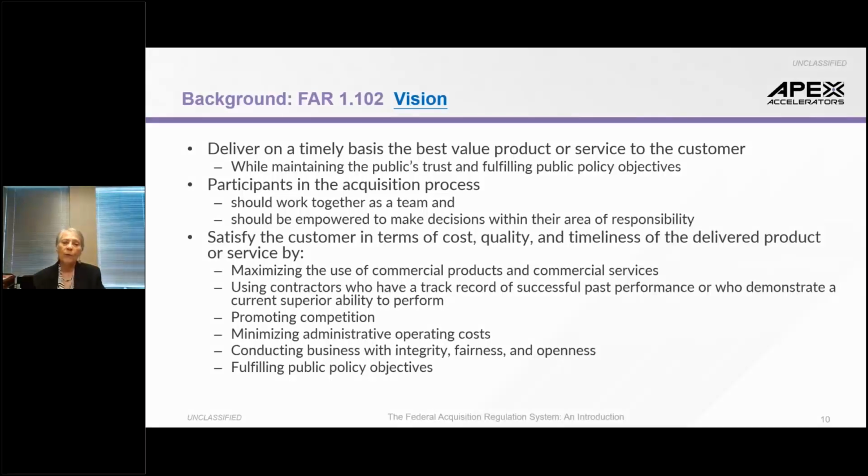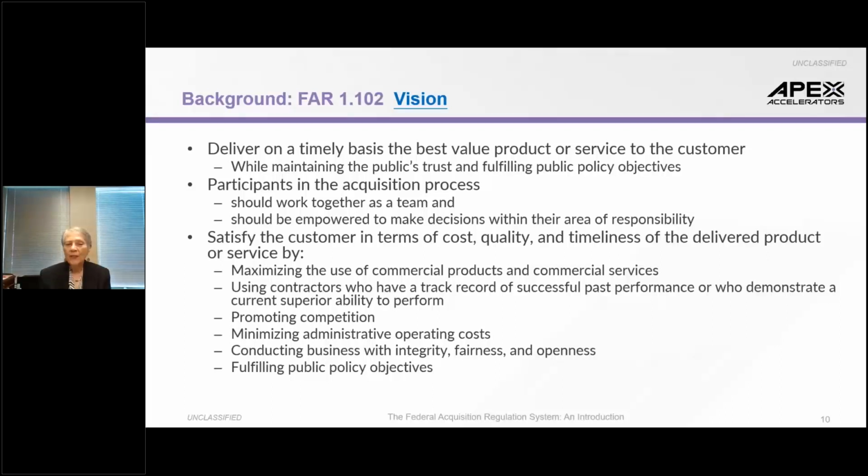And then you have the people who are actually doing the mechanics of purchasing it. They send out the solicitations and the notices. They evaluate the offers and make the award. All of those people have to work together as a team so that the government gets what it needs in a timely manner at a reasonable price while fulfilling public policy objectives, which do include being fair and reasonable with vendors. So they need to work together as a team, and they are empowered to make decisions within their area of responsibility.